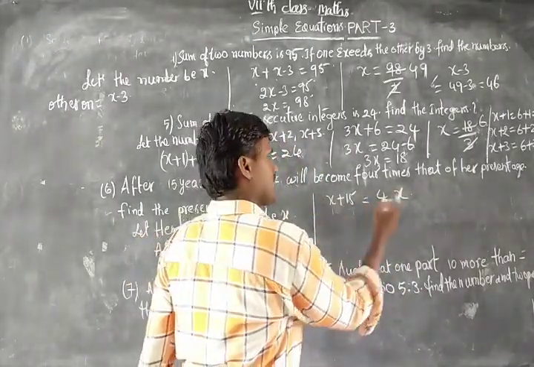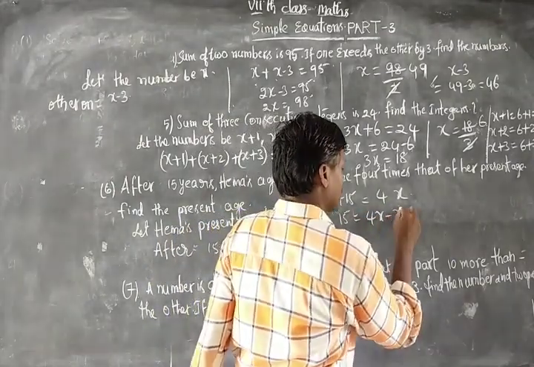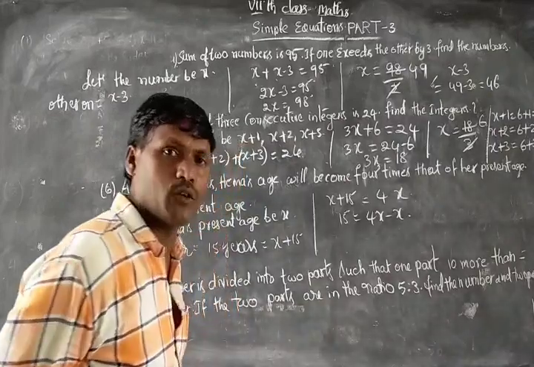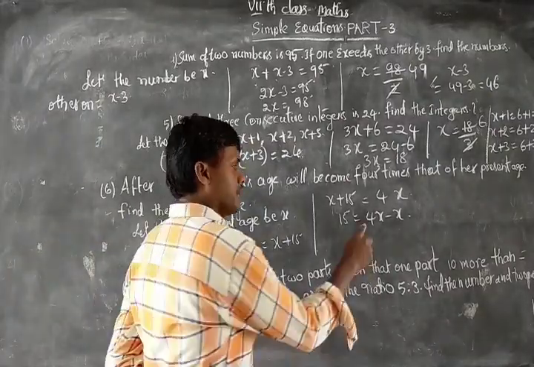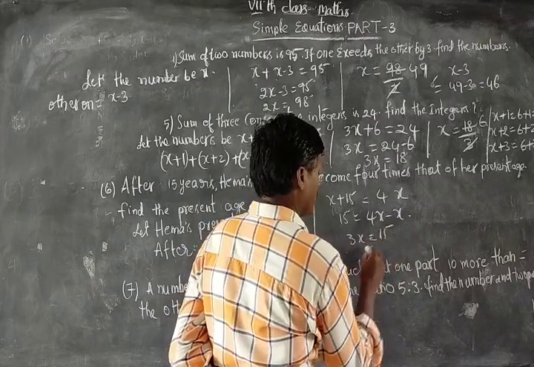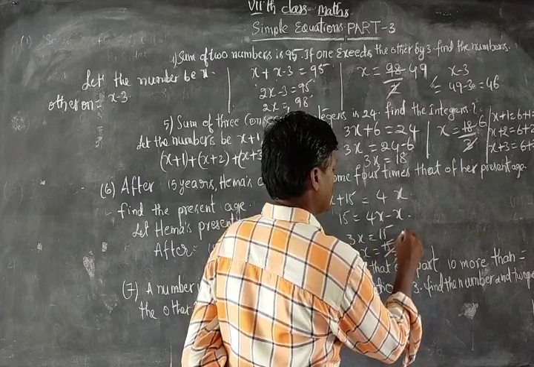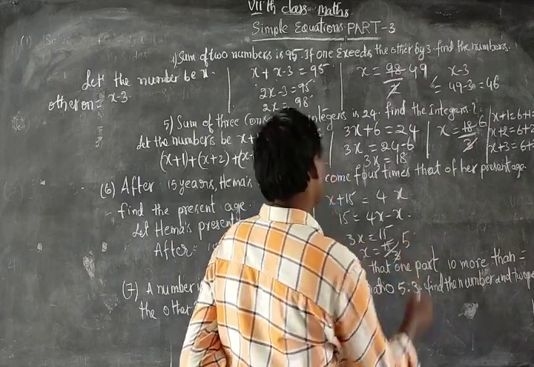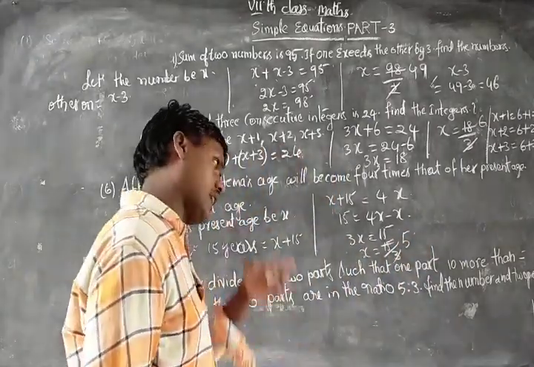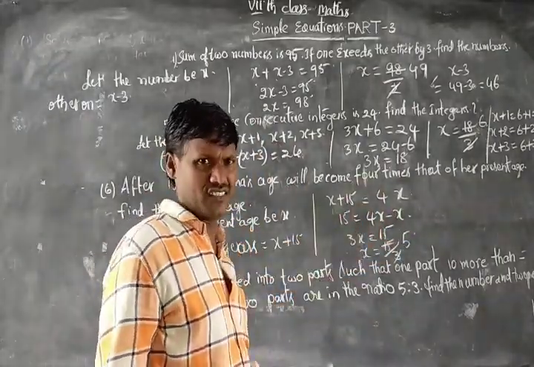Then transpose x to the right side. 15 is equal to 4x minus x. The difference between 4x and x is 3x, so 3x is equal to 15. x is equal to 15 by 3, which is 5. So Hannah's present age is 5 years. That's simple.